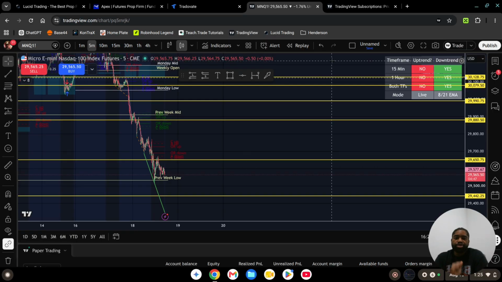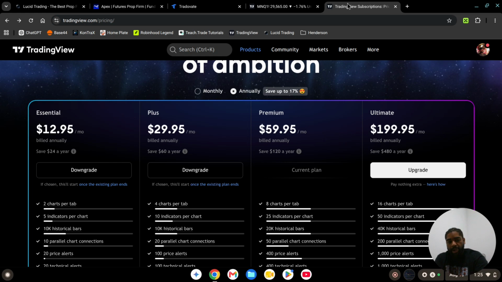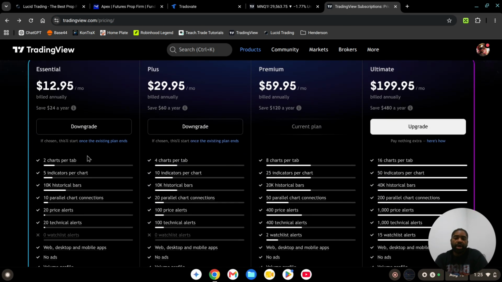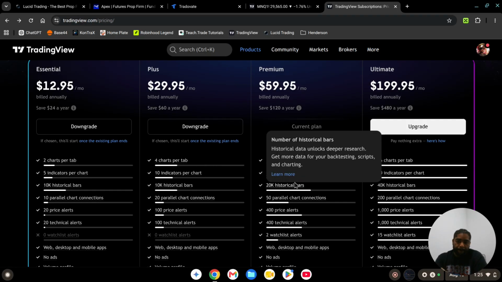So let's talk about some other stuff with TradingView. Now that we got the prop firms out of the way, even on a free TradingView account, you can still trade a prop firm. But there are some advantages if you want to do a subscription. If you notice here, basic subscription, only 2 charts can be open, plus 4 charts, 8 charts, and so forth. I don't even bother opening multiple charts at the same time, maybe 2 at the most. But if you feel that you're going to need more, then by all means, you just need a higher plan to do it.